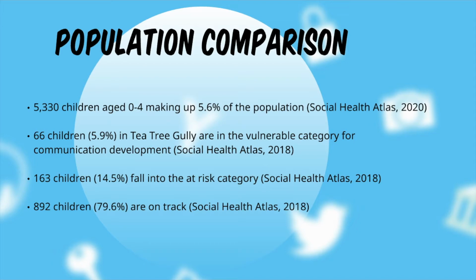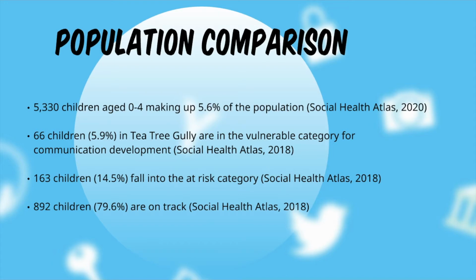According to the Social Health Atlas 2018, 66 children, 5.9%, in Tea Tree Gully are in the vulnerable category for communication development, and 163 children, 14.5%, fall into the at-risk category, whereas 892 children, 79.6%, have been considered to be on track. This information can be contrasted to the South Australian averages to determine the typical communication development and how Tea Tree Gully compares.